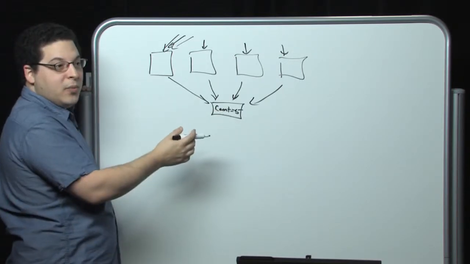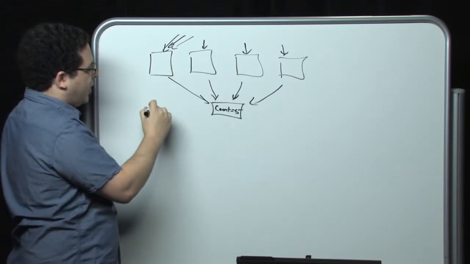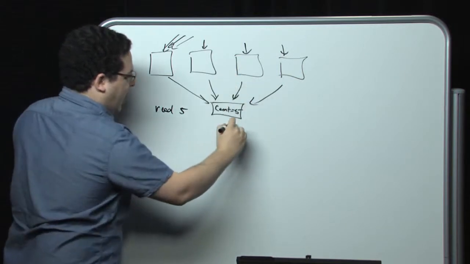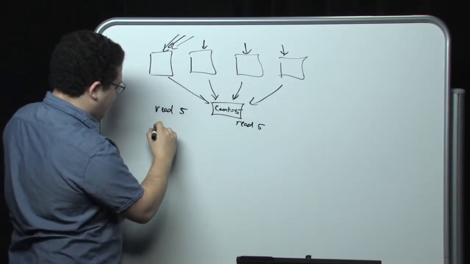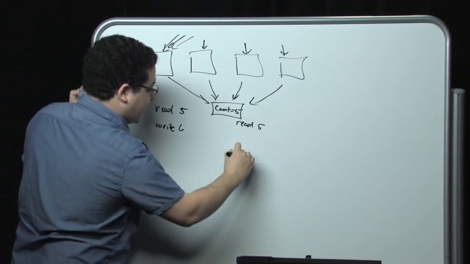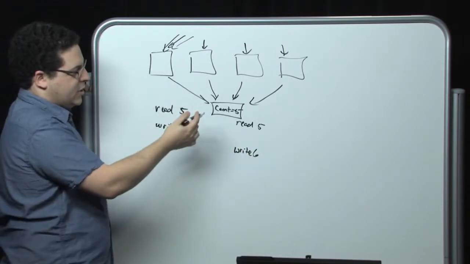That works fine if only one person is doing this. If two of these guys are doing it at the same time, he'll read a 5. He's going to read 5. He's going to read 5. I should have written these one lower than the other. He's going to try to write 6, and he'll succeed. He's going to try to write 6, and he will fail because of optimistic concurrency.